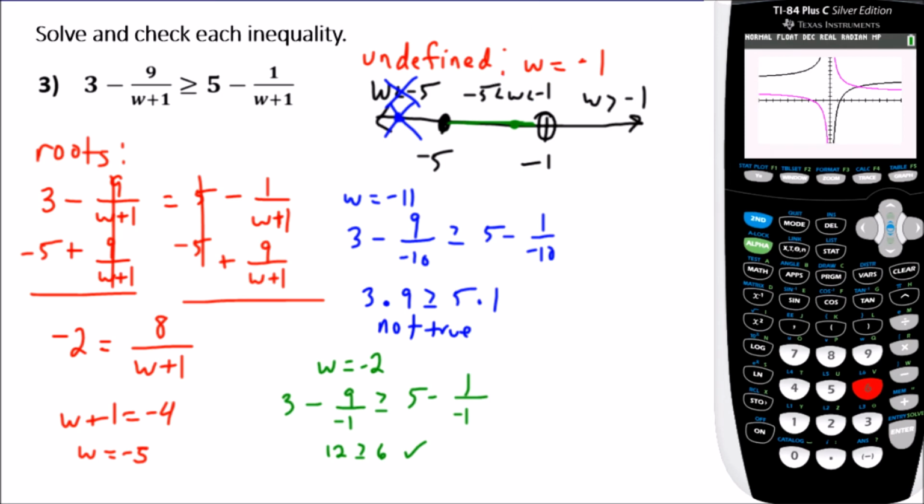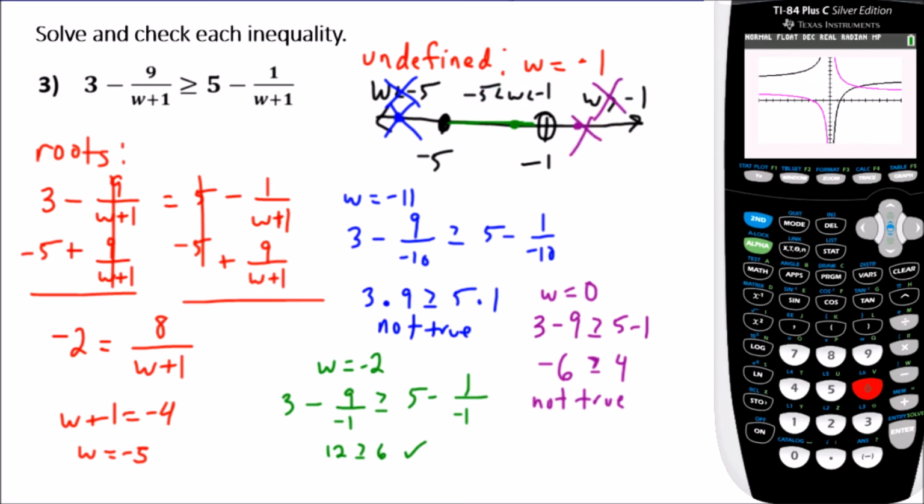And then the last interval to check, I could use w equals 0. 0 is usually a nice number to plug in. If I use w equals 0, I get 3 minus 9 over 0 plus 1 is 9 over 1, which is just 9. And then I've got 5 minus 1 over 1, so I got 5 minus 1. And then here, 3 minus 9 is -6, and we want to see, is that greater than or equal to 5 minus 1 is 4, and this is not true. A negative number is never greater than or equal to a positive number. So this is not true, which means this interval is out.